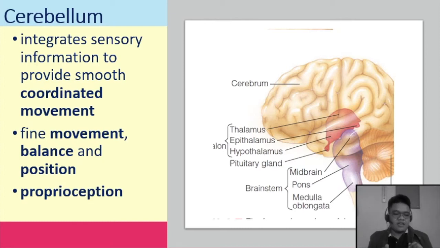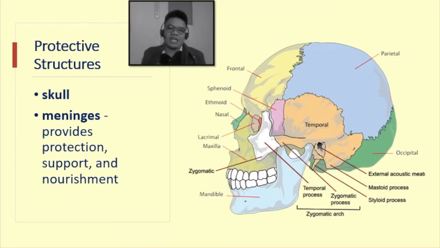Those are referred to as proprioception, and that is taken care of by your cerebellum. So class, when I say cerebellum, your cerebellum is usually associated with balance and coordination. Then you have the protective structures.